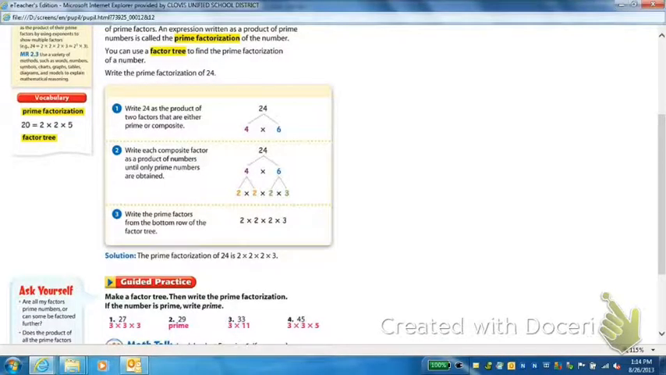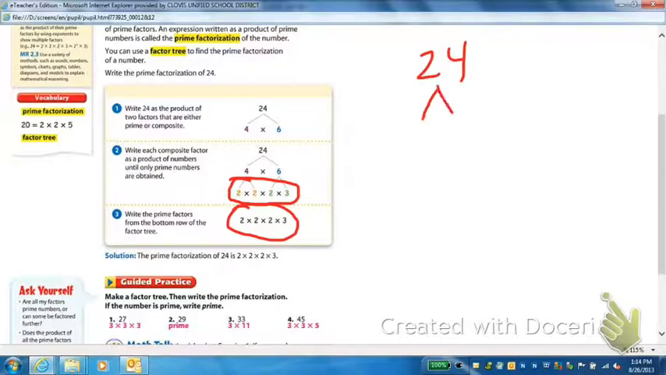Here's another example. Write 24 as the product of two factors that are either prime or composite. So we start with 4 and 6. From there, 4 can be broken down to 2 times 2. 6 can be broken down to 2 times 3. So then we take the numbers that we come up with, 2 times 2 times 2 times 3, and that would be our answer.